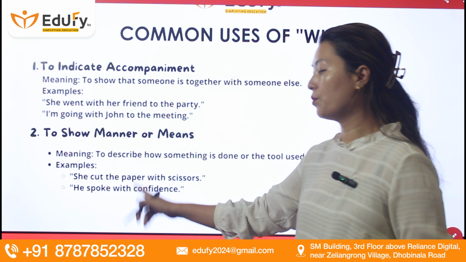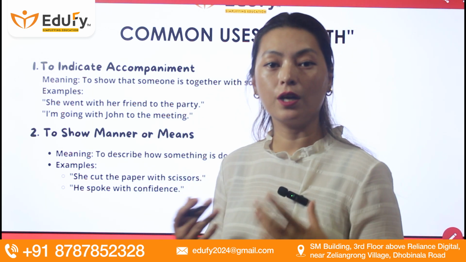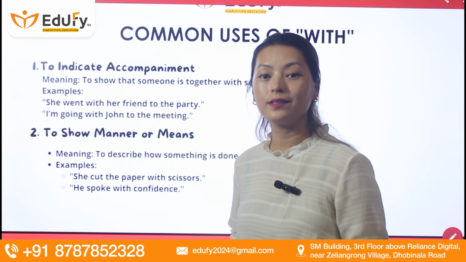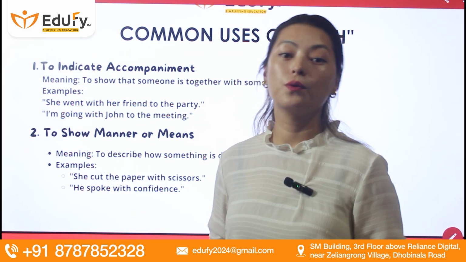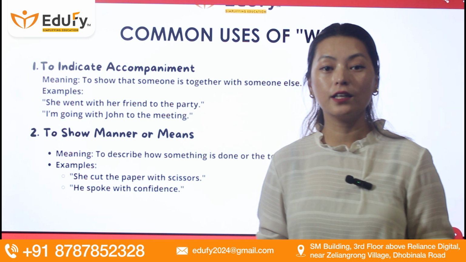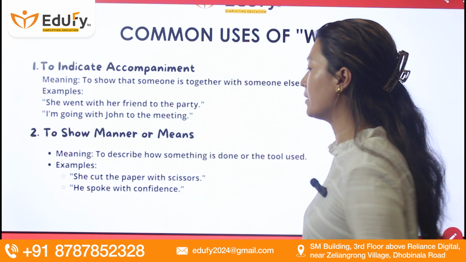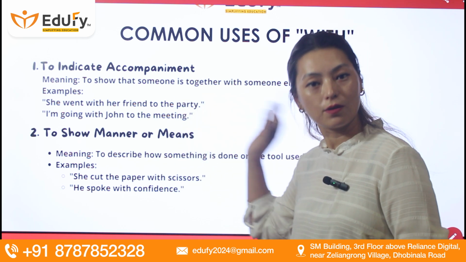Again, he spoke with confidence. This shows the manner in which he spoke. He spoke with what? Confidence. He spoke with anger. "With" is used here again to show the manner in which he spoke. So the second point is that it shows manner or means.